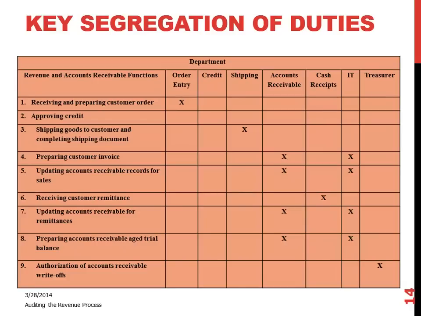So receiving and preparing the customer order, approving the credit, shipping goods to customers. So all of the steps that are involved in processing a revenue transaction, right, and recording that transaction through the collection of the cash, as well as the consideration of the allowance for doubtful accounts. And again, remember, you want to make sure that there's a proper segregation of duties so that, for example, a person who has custody of an asset, such as cash, doesn't also have the responsibility for updating accounts receivable. They shouldn't have the ability to write off accounts receivable, for example. So that's what we call a segregation of duties matrix. So when you think about segregation of duties, an important step to take is to identify the departments or the functions involved and then identify the steps in that process. Make sure that those functions are properly segregated.